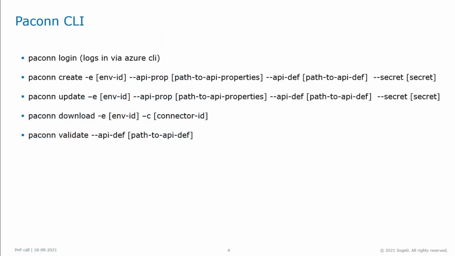Of course, you need to log in first to the PaCon CLI. It will just guide you through the login, and then you can create, update, or download your connector and also validate it. What's really cool about the validation is that it will grab some errors and warnings before you submit it to the Power Platform community connectors. So yeah, those are some tips I wanted to give you as well.